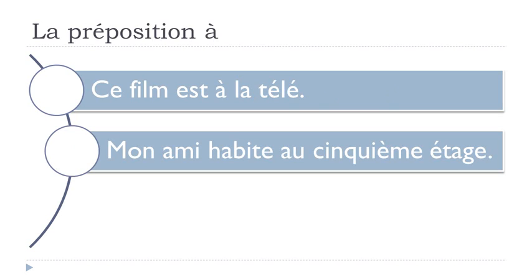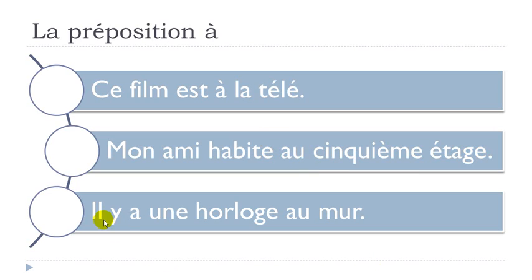Second example, mon ami, my friend, habite, habiter is to live, au, so same thing here, you've got this preposition but it's combined with le, so it becomes au, and then cinquième étage, cinquième, fifth, and then étage, floor. So in that case you want to say that your friend is living on the fifth floor, okay? And in that case we get to use this preposition.